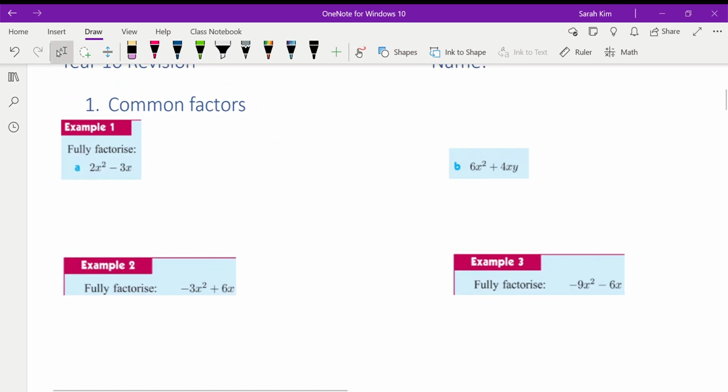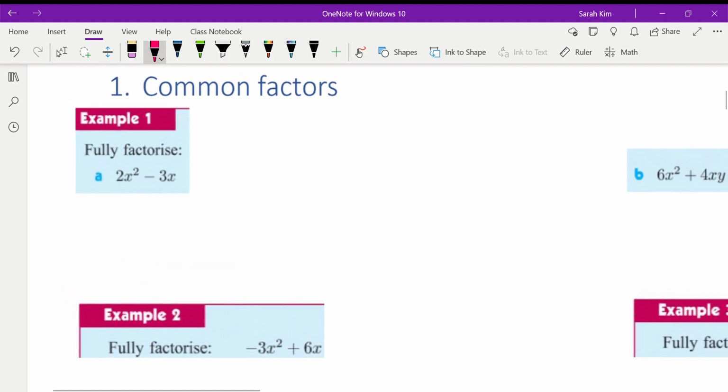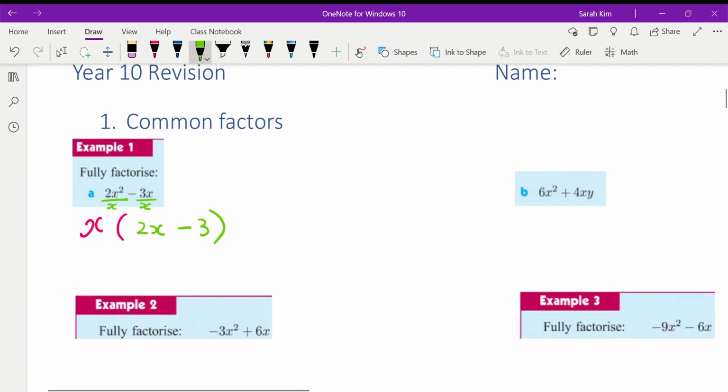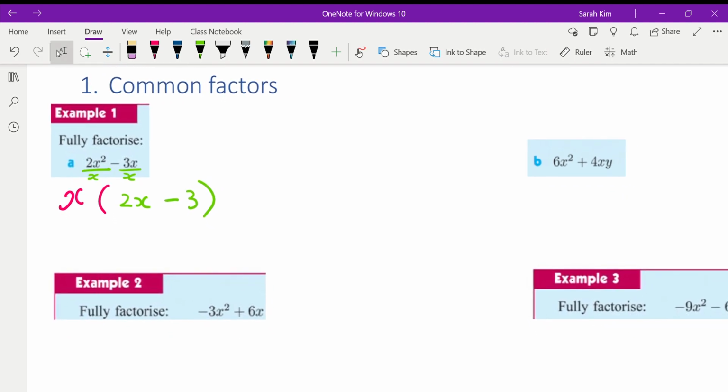Alright, so the first one, you need to just identify common factors. You need to identify that the x is a common factor, so I need to divide both terms by x, and that's the process that happens in a factorization. So 2x squared divided by x is 2x. Minus is over there. 3x divided by x is going to be 3. So that is my answer for the first one. Give it a tick or a cross.